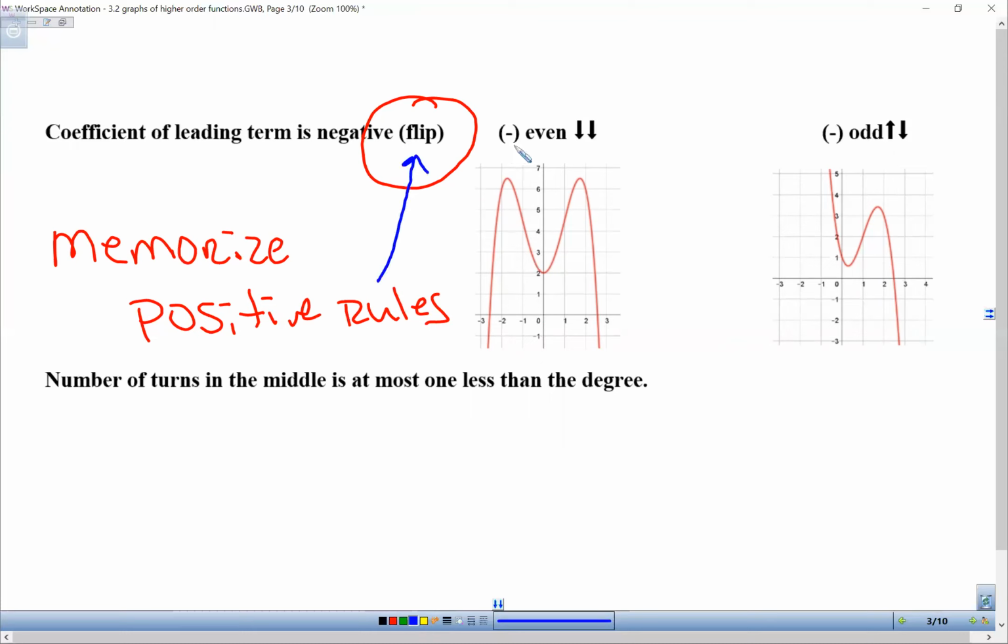So you can see here on the graph, negative and even goes down on the left, down on the right, because positive went up on both sides. So negative goes down. So we're going down on the left, down on the right. Negative and odd goes up on the left and down on the right. So memorize the positive ones. So you only have 2 things to memorize. And then just remember, when you have a negative term, it just reverses direction.